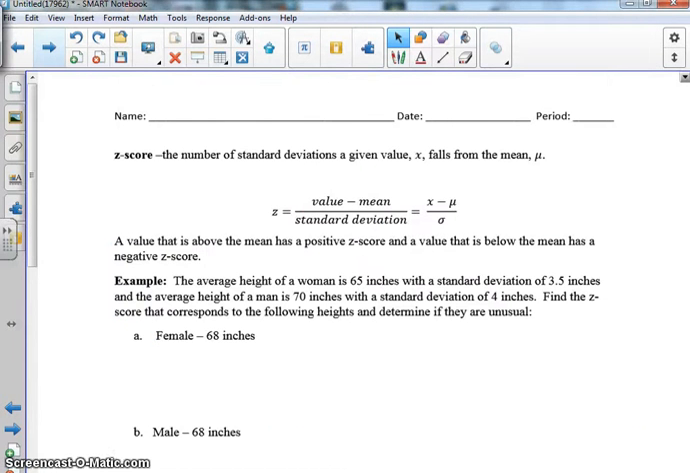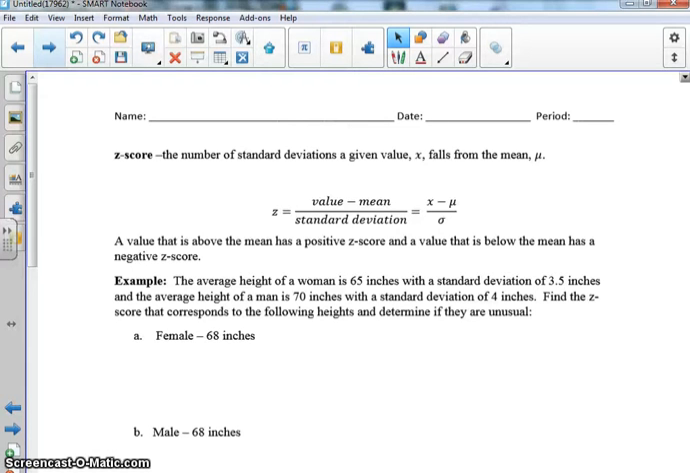The next thing we want to talk about is a z-score. A z-score is the number of standard deviations a given value x falls from the mean mu. The formula is z equals the value minus the mean divided by the standard deviation. In symbols, that's x minus mu over sigma. A value that is above the mean is going to have a positive z-score, and a value that is below the mean is going to have a negative z-score.